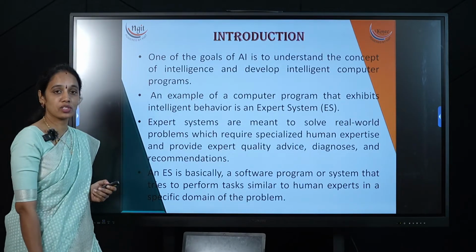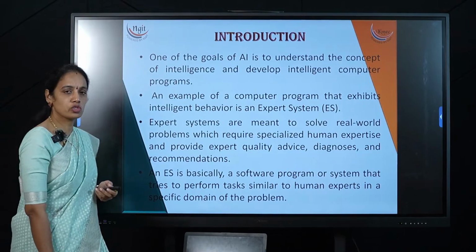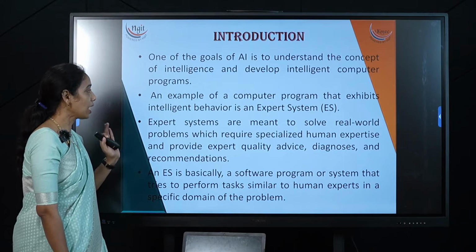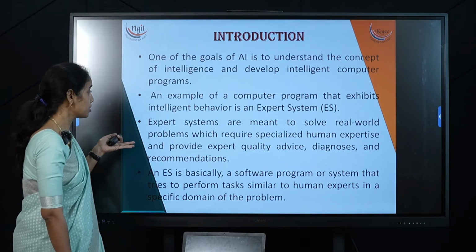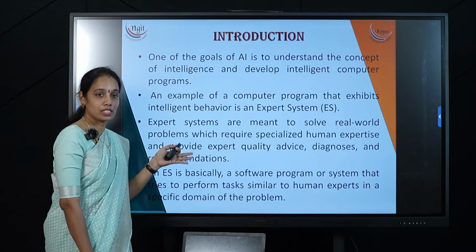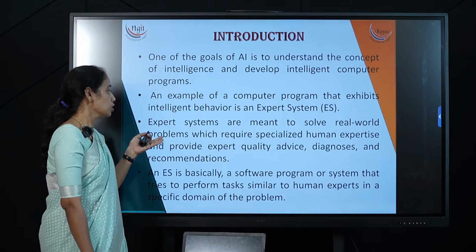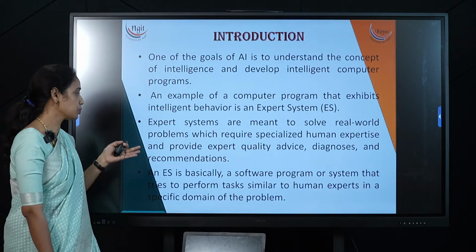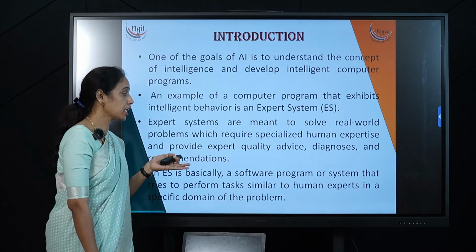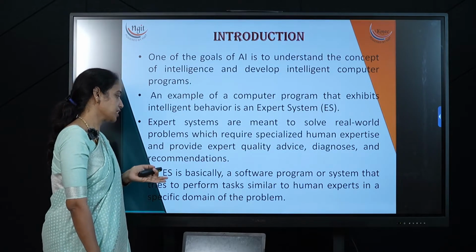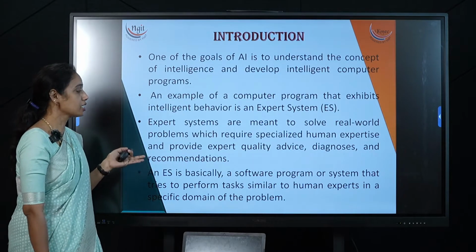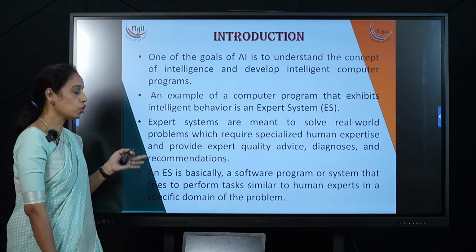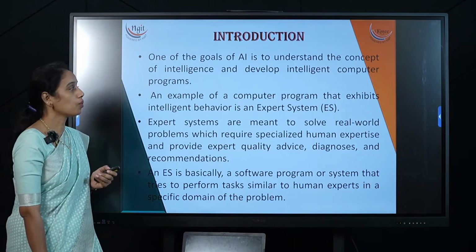So coming to the introduction to the expert system, one of the main goals of AI is to understand the concept of intelligence and develop intelligent computer programs. An example of a computer program that exhibits intelligent behavior is called an expert system, or simply an ES. Expert systems are meant to solve real world problems which require some specialized human expertise and provide expert quality advice, diagnosis and recommendations. An ES is a software program or system that tries to perform tasks similar to human experts in a specific domain of the problem.